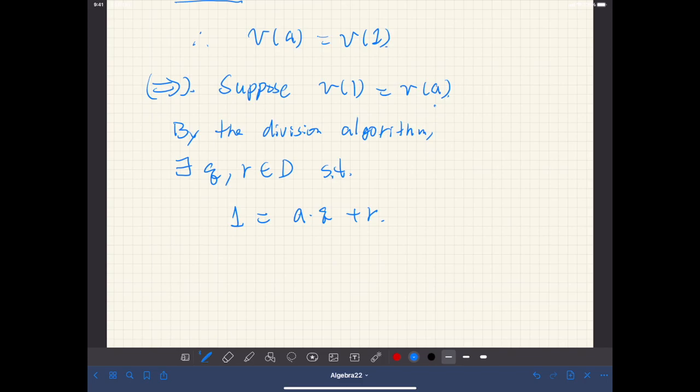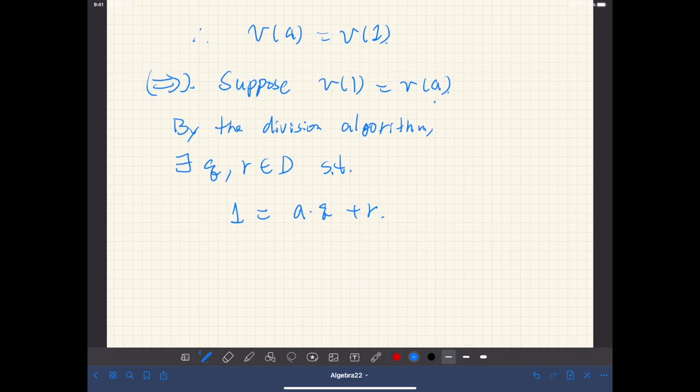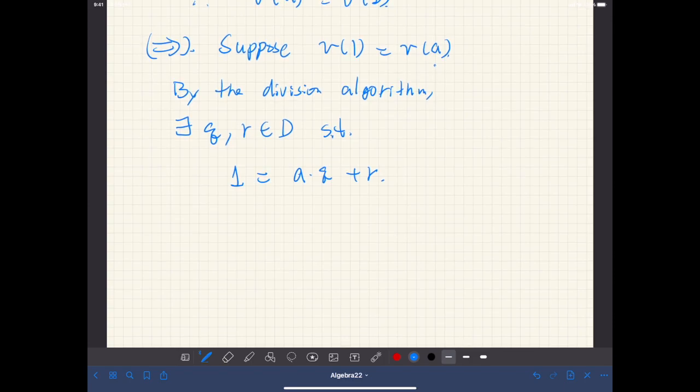Okay, and suppose R is not 0. Okay, so this remainder is not 0. Then by the way we define the division algorithm, this R must, the V of R must be less than V of A.